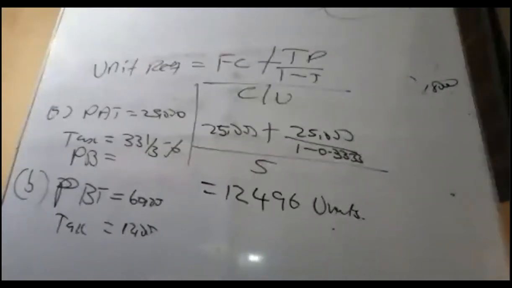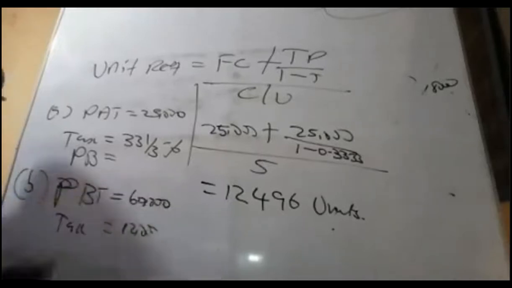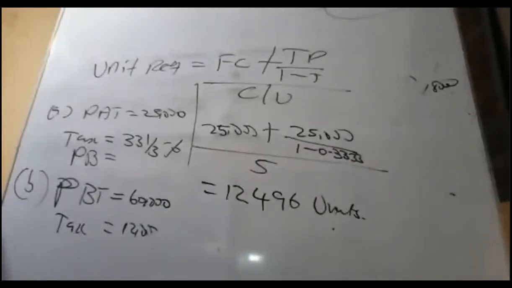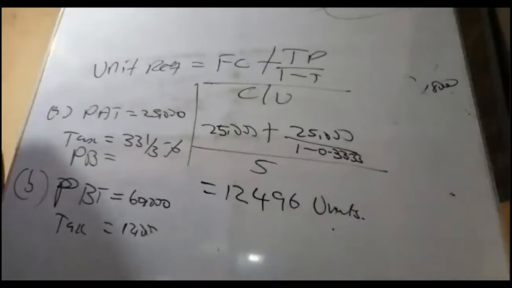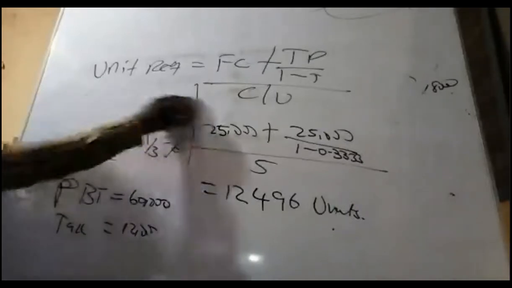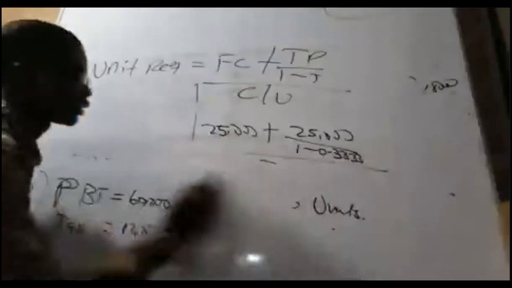Now let's look at the B. B, the answer is straightforward. This is 60,000. So what do you get? So with the B, can we go to the B? Let me clean the A and go to the B.